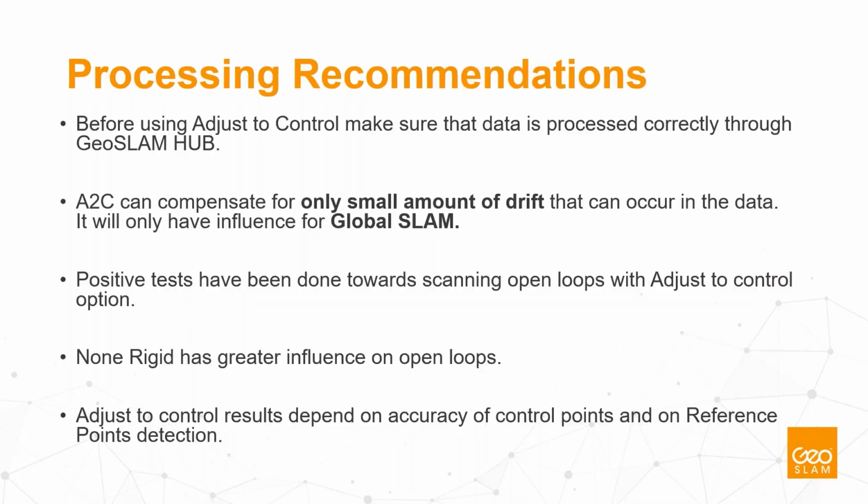With the processing recommendations, a few things to mention: you need to process data correctly through SLAM first. If there are any bigger drifts or any problems in the local SLAM, adjust to control will not have any influence on that. That has to be processed correctly through Hub with some different processing parameters and so on. We can compensate for only a small amount of drift, and the influence is really in the global SLAM.